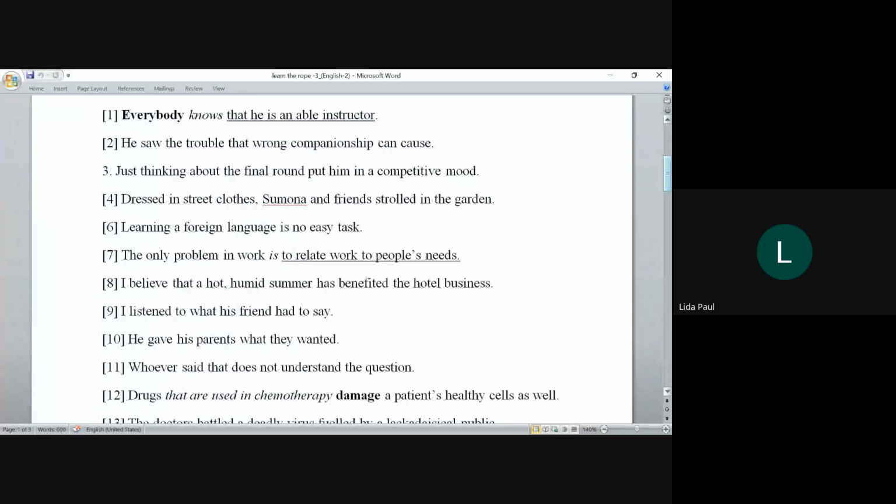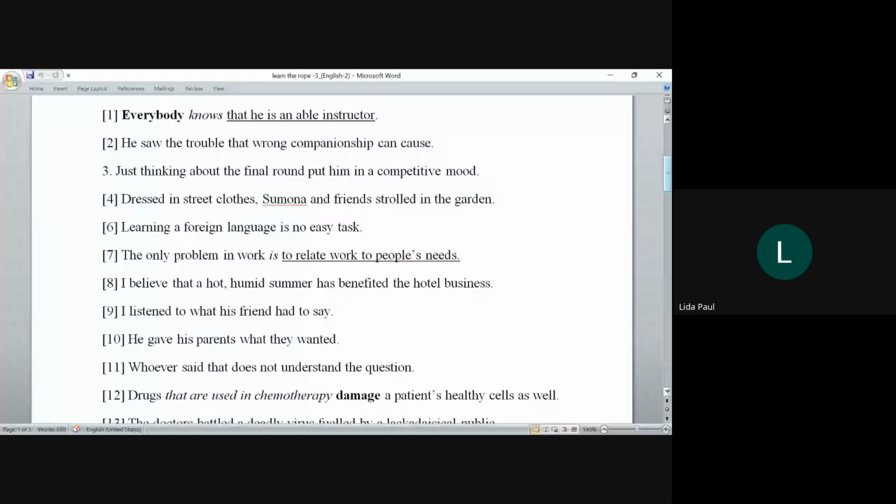Okay. How is it giving you a reason? How do you know it is giving a reason? He saw the trouble that wrong companionship can cause. Yes, ma'am. That wrong companionship can cause, so it's giving a reason, kind of thing. And that is not giving a reason, right?